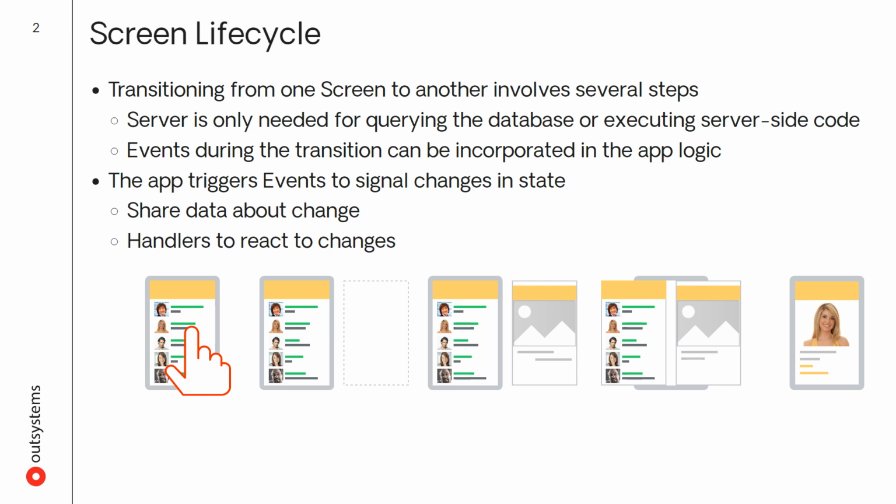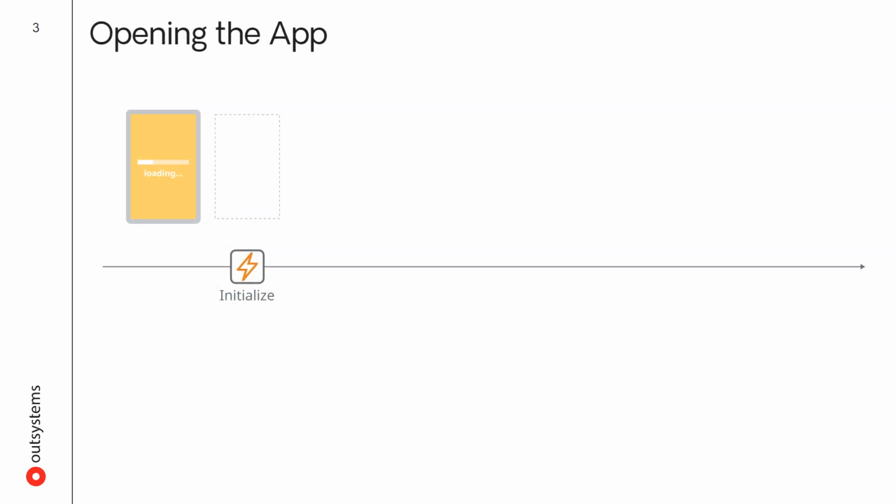All this happens on the client side, and the server is only needed to query the database or execute server-side code. The runtime triggers these built-in events and allows us to react to a specific change in the app by handling it with some logic. Let's start with a simple scenario. Here, we are entering a screen, which triggers the initialize event.